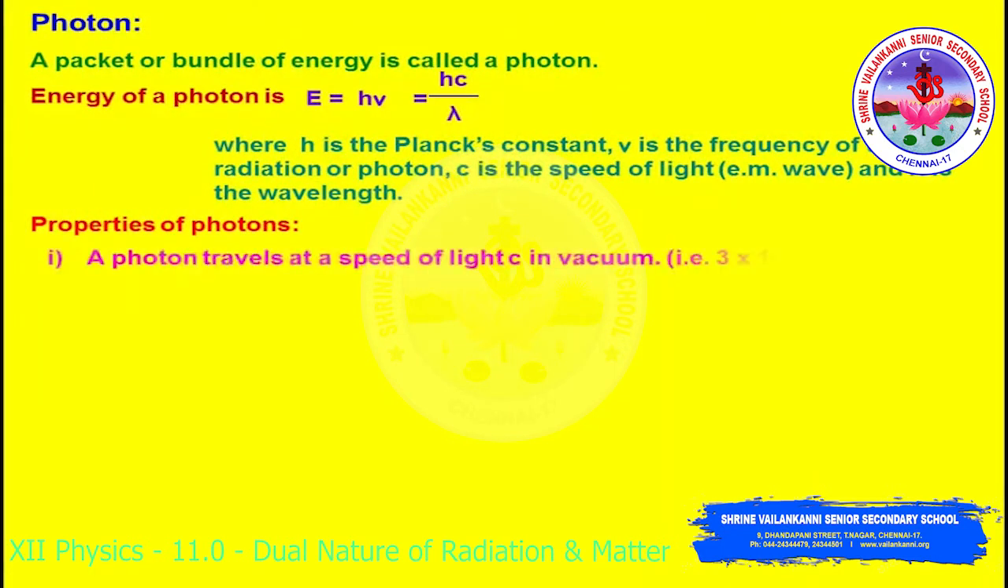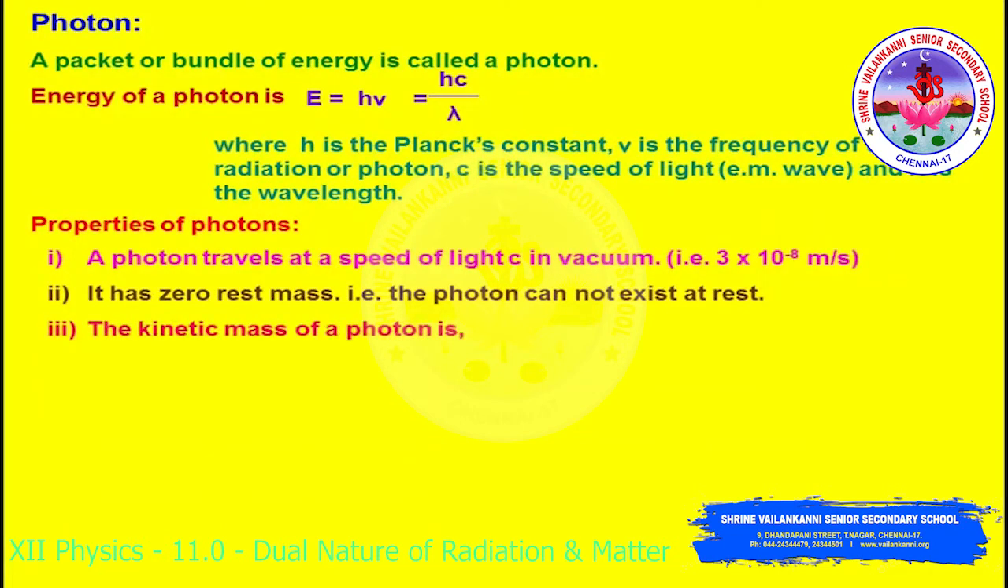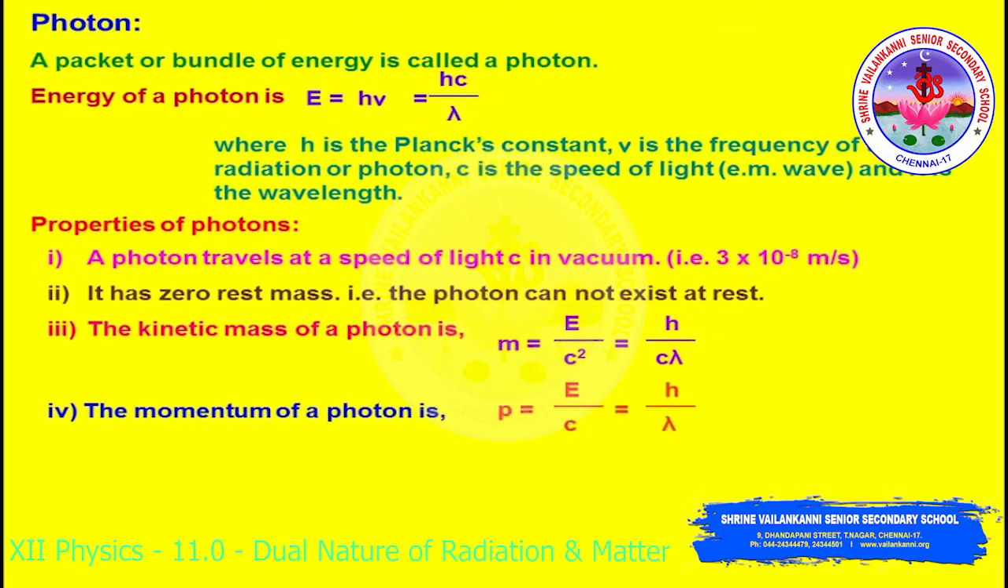So what are the properties, or the main features, of the photon? See, the photon travels with the speed of light. The speed of light, we know, is 3 into 10 power 8 meter per second. It has zero rest mass, that means the photon cannot exist at rest. And the kinetic mass of a photon, m, is equal to E by c square, or h by c lambda. The momentum p is equal to mc, or h nu by c, or E by c, or h by lambda.